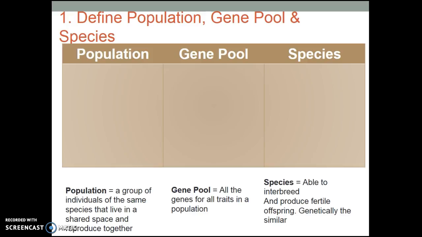The first question is defining population, gene pool, and species. Make sure that you get this information down. Population: same species, shared space, able to reproduce together. The gene pool is all the traits in a population, all of those genes. Eye color is going to be a gene, and I'm also going to have all those traits available: brown, green, blue, all of those traits are available in that gene pool. And to define a species, they need to be able to interbreed together as well as produce fertile offspring and be genetically similar.